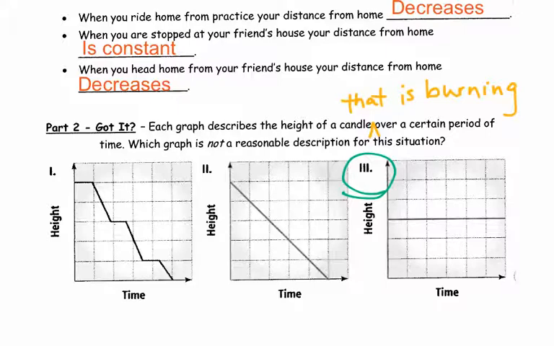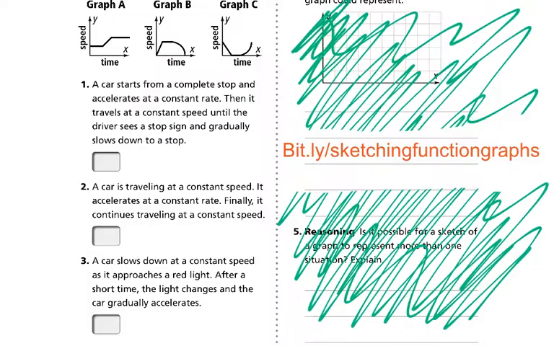Now I would like for you to answer the following questions on your Google form. So the Google form can be found at bit.ly/sketching function graphs. And it's just numbers 1, 2, and 3 here. You have to match the graph with the scenario.